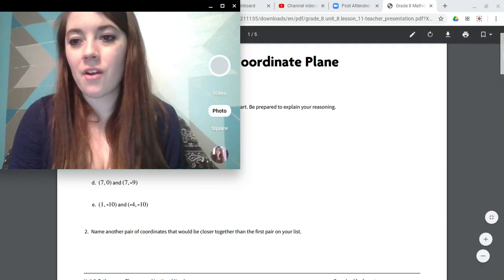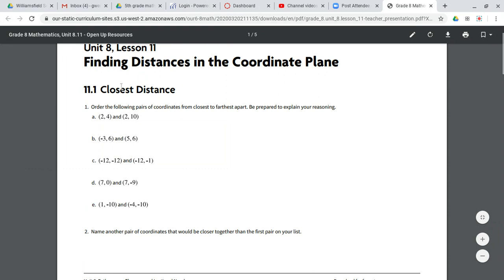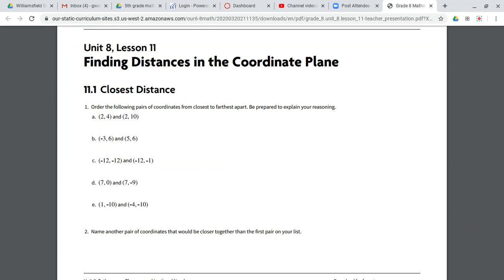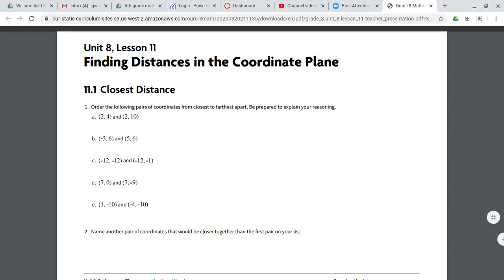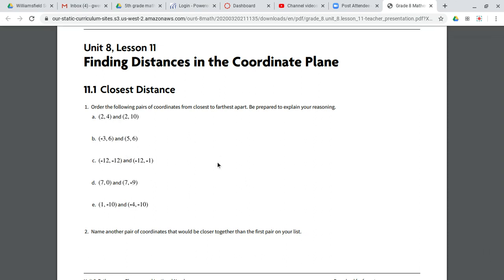Alrighty. Okay, so looking at this first part here, we're finding distances in the coordinate plane. So now we're looking at being in the coordinate plane for things rather than just being values and shapes outside of the coordinate plane. So we are going to order the following pairs of coordinates from closest to farthest apart, and we're going to talk through the reasoning.